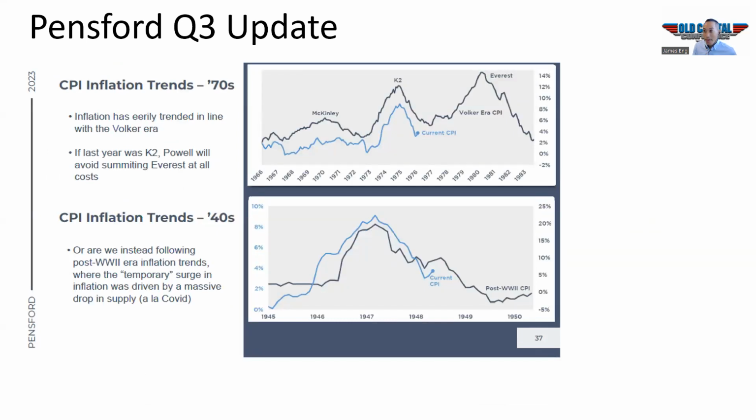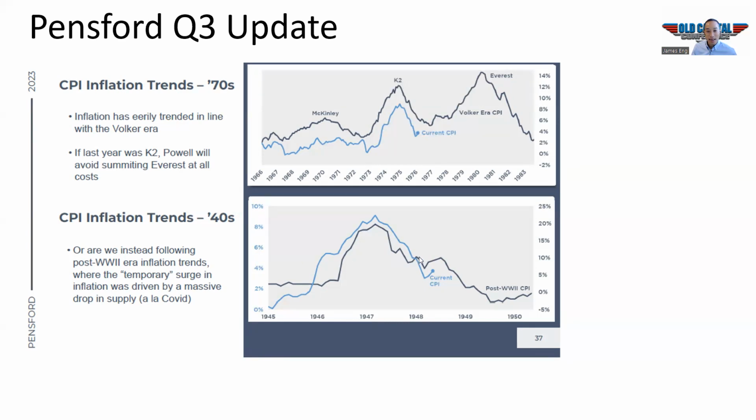Why are they pushing on interest rates so hard? It really is to get inflation down. This is from the Pinsford webinar, but in the 70s there were really two peaks. Pinsford called them K2 and Everest. We made a run up here, and they just do not want to see this Everest up here, the second wave of inflation. And they're just going to keep that interest rate at that high level while they look at the month-to-month data.